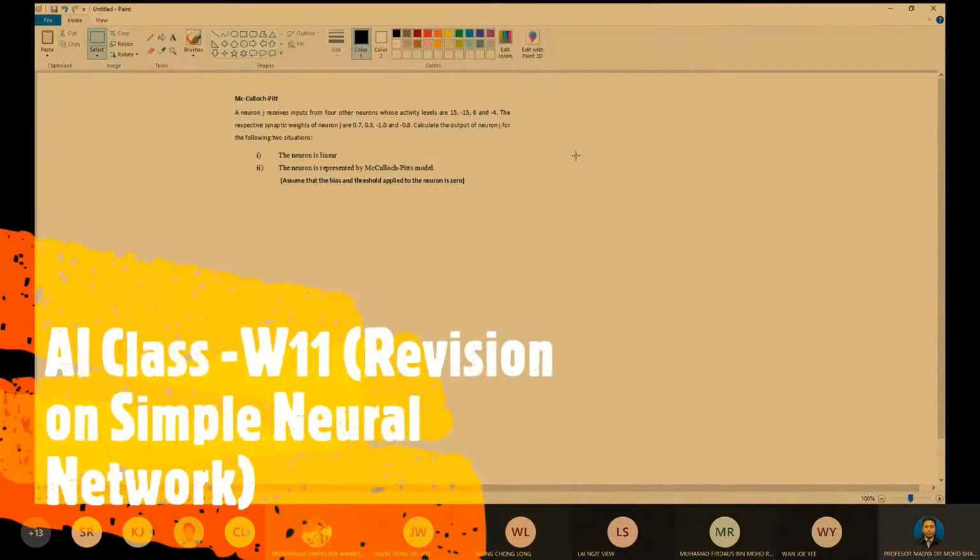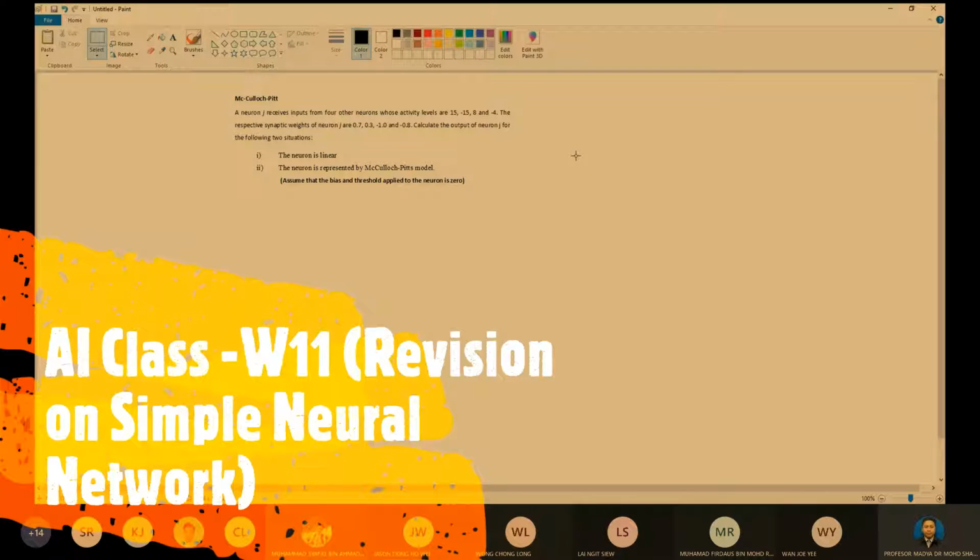Example on the McCulloch-Pitts neuron. Okay, so you can read this question. The neuron J receives input from four other neurons whose activity levels are 15, negative 15, 8, and negative 4. The respective synaptic weights of neuron J are 0.7, 0.3, negative 1, and negative 0.8. The question is to calculate the output of neuron J for the following two situations.